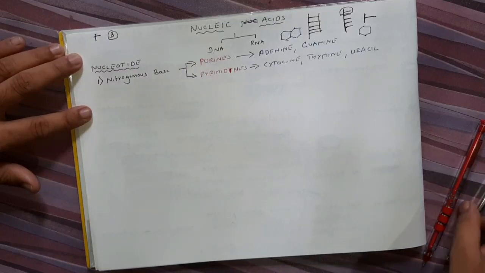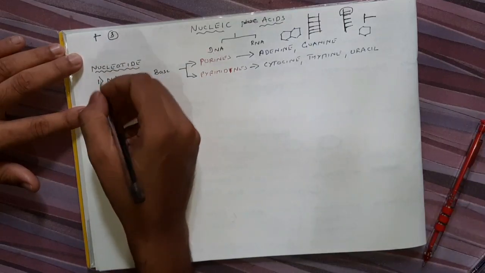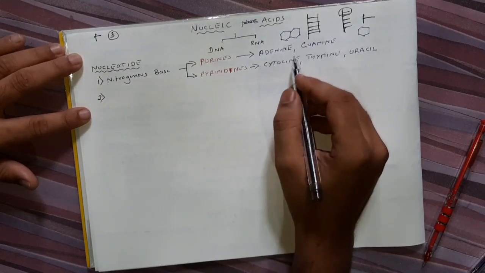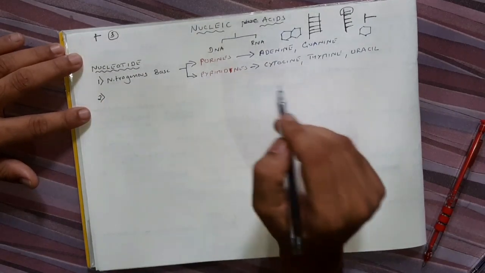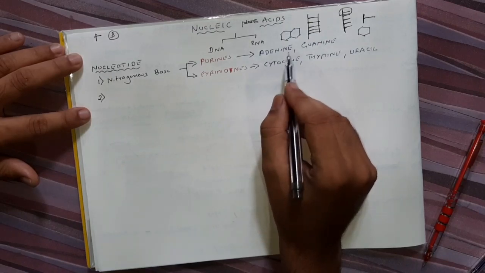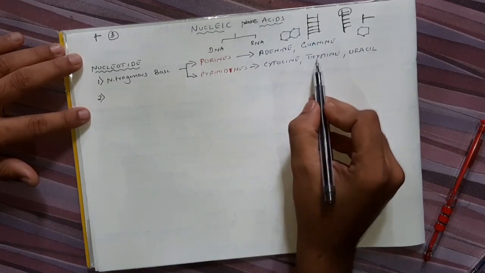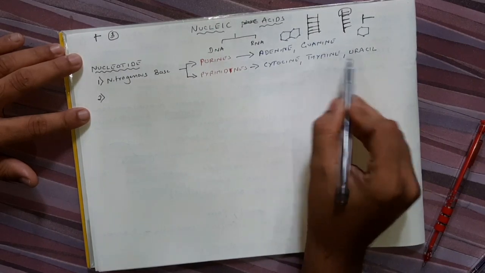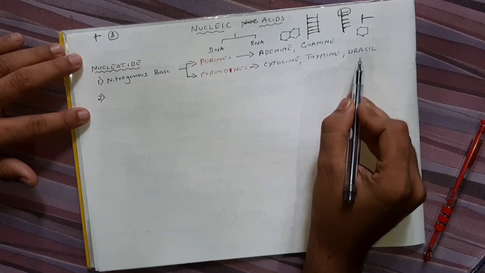We'll go to the next important type, but let me just write. I forgot to mention one thing. You get one question for your competitive exams from this part: name the nitrogenous base which is present in DNA but absent in RNA. Thymine is present in DNA. In RNA you don't see thymine, instead you see uracil. The question could be asked vice versa, so you should be careful here.